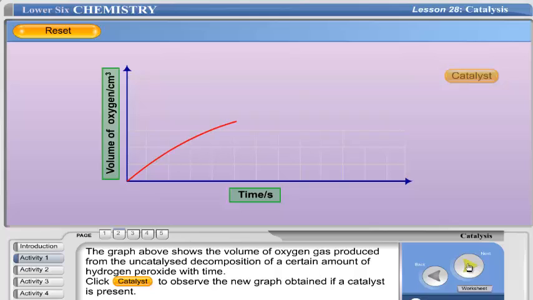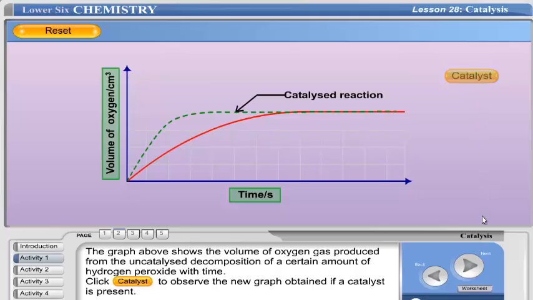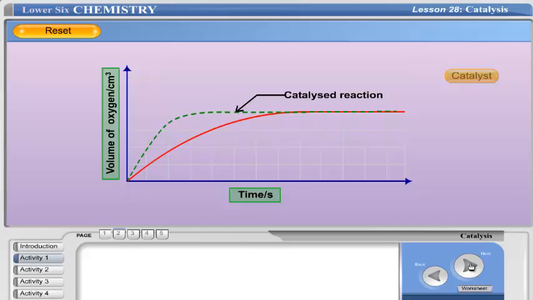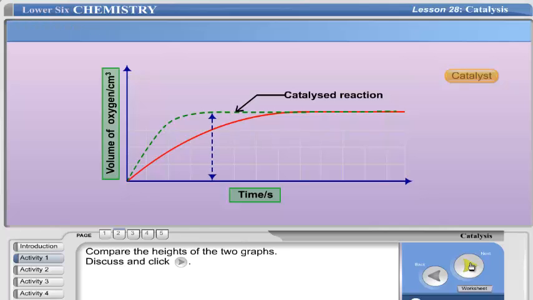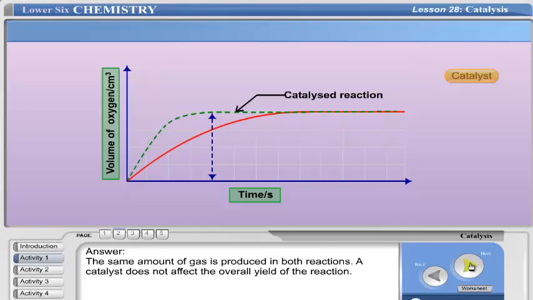The graph above shows the volume of oxygen gas produced from the uncatalyzed decomposition of a certain amount of hydrogen peroxide with time. Click the Catalyst button to observe the new graph obtained if a catalyst is present. Compare the heights of the two graphs. Discuss and click Next. Answer: the same amount of gas is produced in both reactions. A catalyst does not affect the overall yield of the reaction.